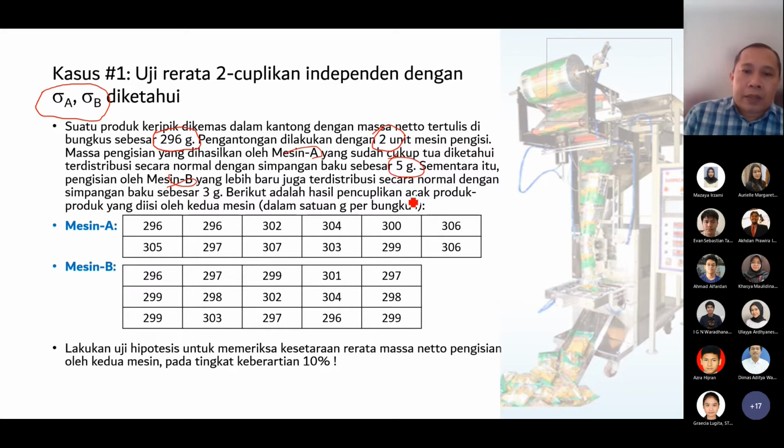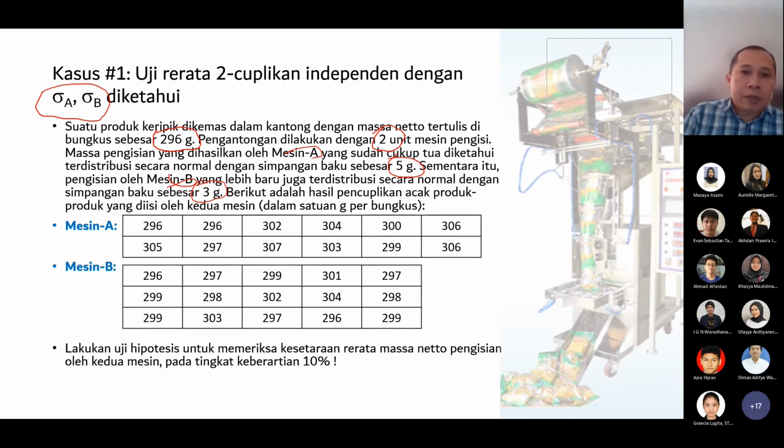Now, recently the plant installed machine B, and machine B exhibits a standard deviation of the filling weight of 3 grams. So both are known. Both are assumed to be sigmas. These are not S, not sample standard deviations, but population standard deviations from machine A and machine B. Now because we want to check the equality of the means of filling between these 2 machines, we take some random samples from both machines.